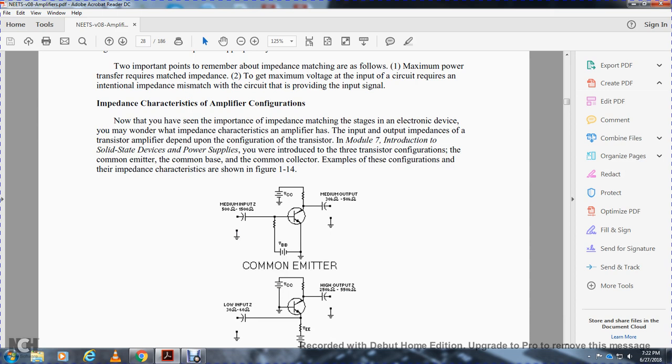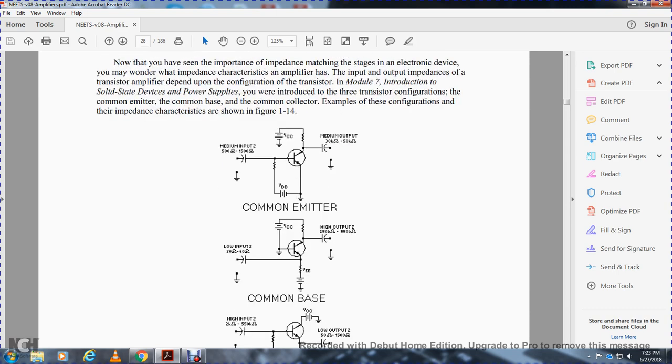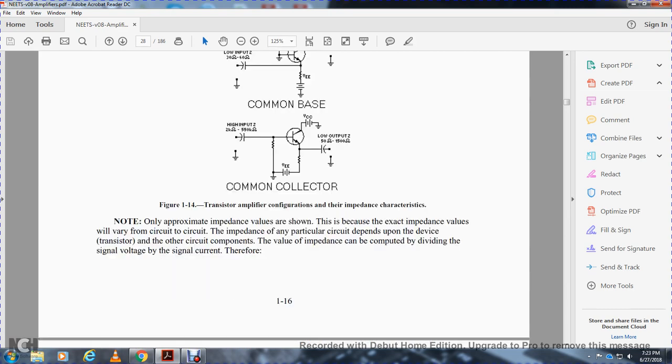In Module 7, Introduction to Solid-State Devices and Power Supplies, you were introduced to three transistor configurations: common emitter, common base, and common collector. Examples of these configurations and their characteristics are shown in Figure 114. Only approximate impedance values are shown, because the exact impedance values vary from circuit to circuit. They depend in particular on the transistor device.